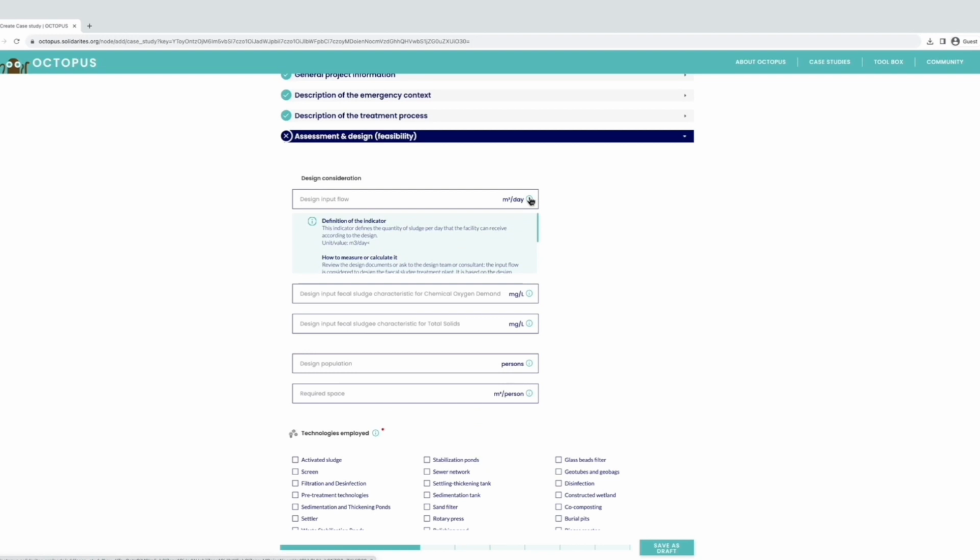If known, enter the design input flow rate of sludge, which is the quantity of fecal sludge expressed in cubic meters the treatment plant is designed to receive per day. The parameter describes the design treatment capacity of the treatment plant itself.